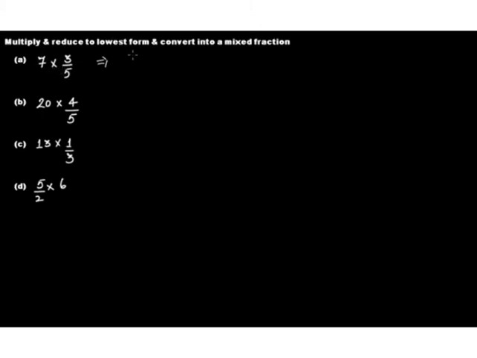So in this condition, we know that what we have to do is multiply the whole number with the numerator of the fraction, then divide by the denominator, and you will get what? 21 divided by 5. Now you have to reduce this one into its lowest form.